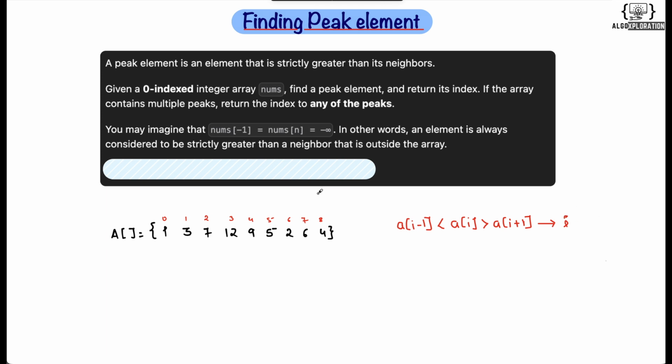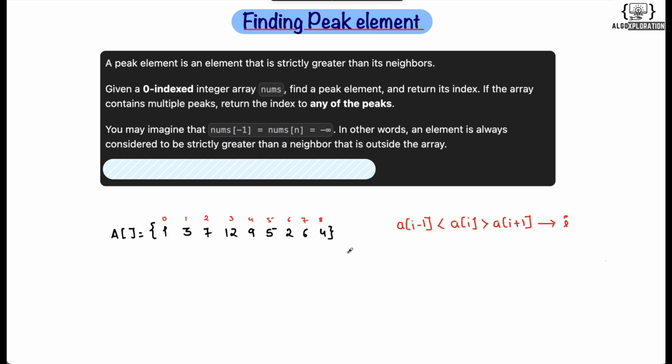Now in the question they are also giving us that we should imagine a of minus 1 and a of n are minus infinity. In other words, an element is always considered to be strictly greater than a neighbor that is outside an array. So the element present at minus 1 is minus infinity. Also the element present at the nth index is minus infinity.